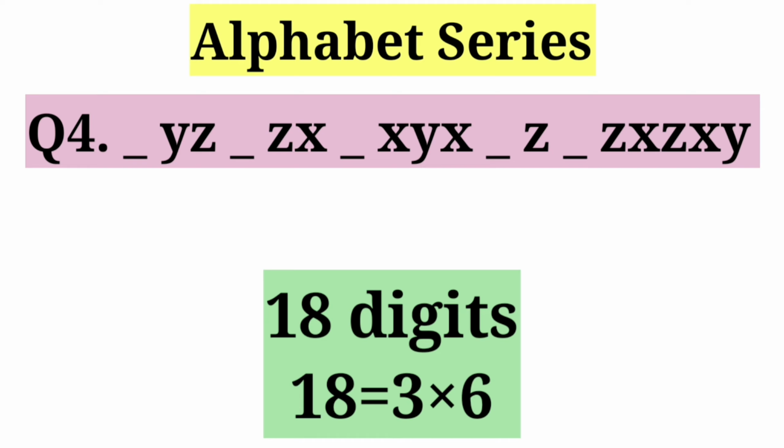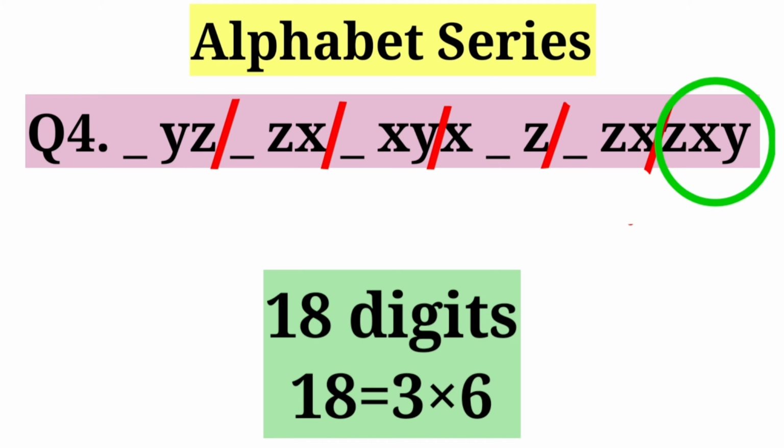So let's start grouping them in sets of 3. First the first group, then the second, then the third, and again in groups of 3. Now you notice the last group of 3 is complete and the alphabets are Z, X, Y. So this means that in every group there should be the letters X, Y and Z.